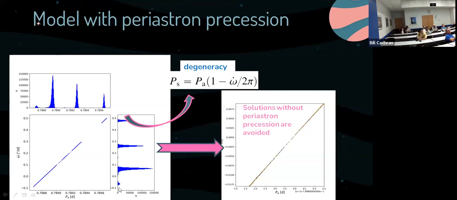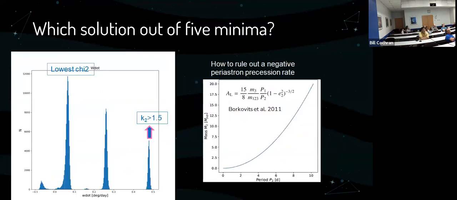It's also really nice to zoom around the region where omega dot equals 0. In this zoom you can see that many chains did not converge wherever omega dot was 0. They just avoid this region. This is another confirmation that we need periastron precession to describe this system. So at the end, we got 5 solutions.